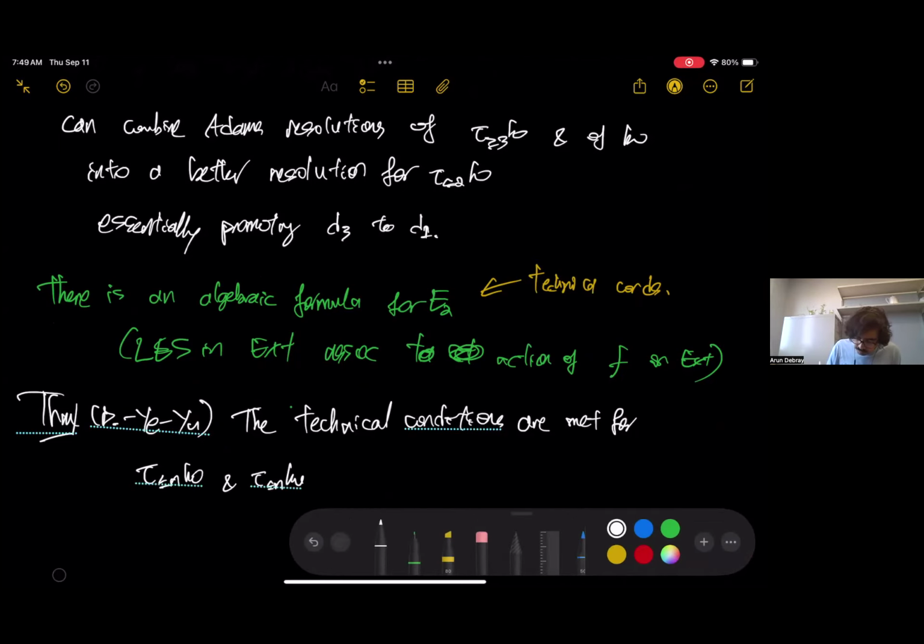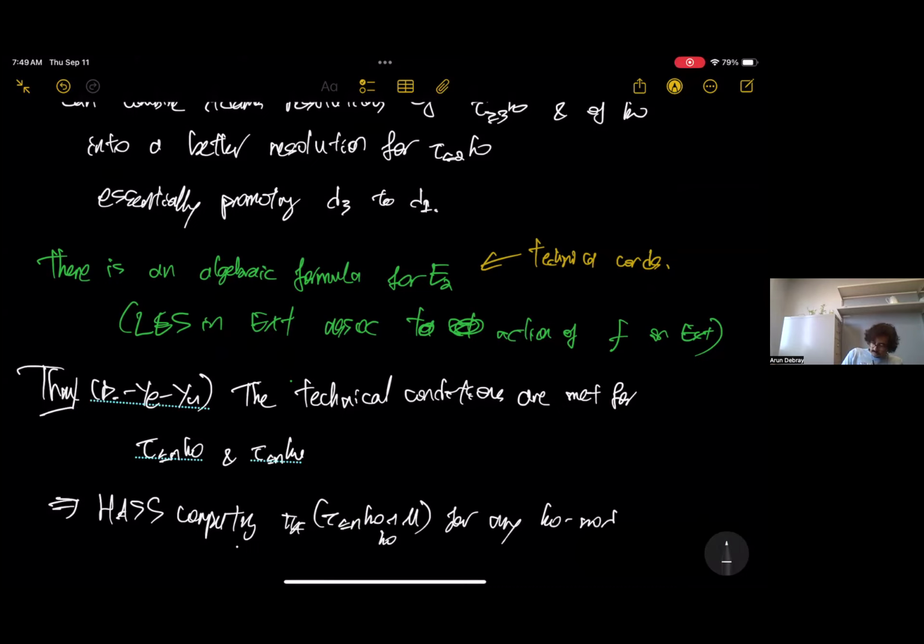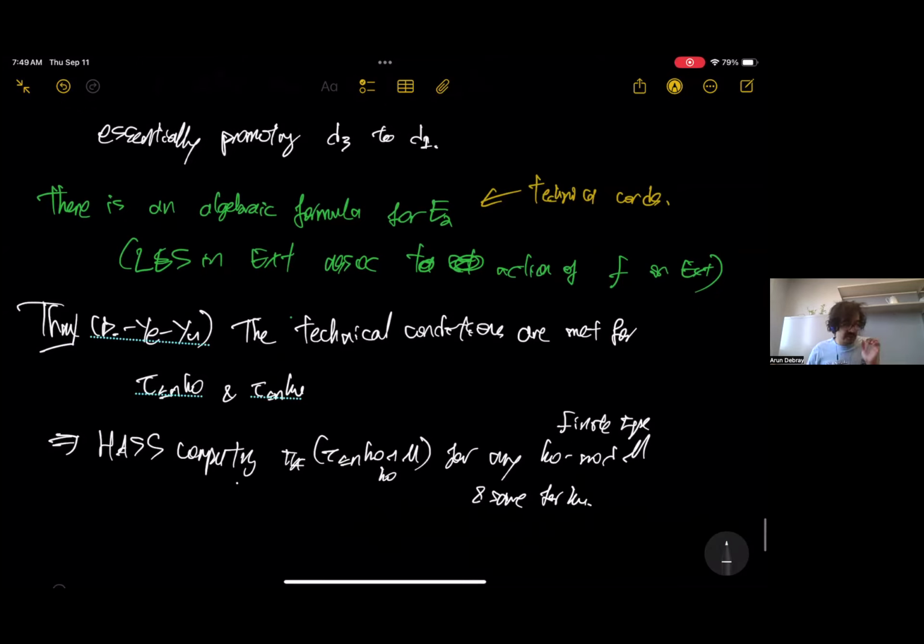So we get the hastened Adams spectral sequence computing I star of tau less than or equal to n KO, wedge over KO with M, for any KO module M, which I should say is of finite type, and then the same for KU. And as I mentioned, it's strongly convergent and it's tractable in practice, in that you can calculate the E2 page, and in general it's about as hard as the corresponding KO module Adams spectral sequence.